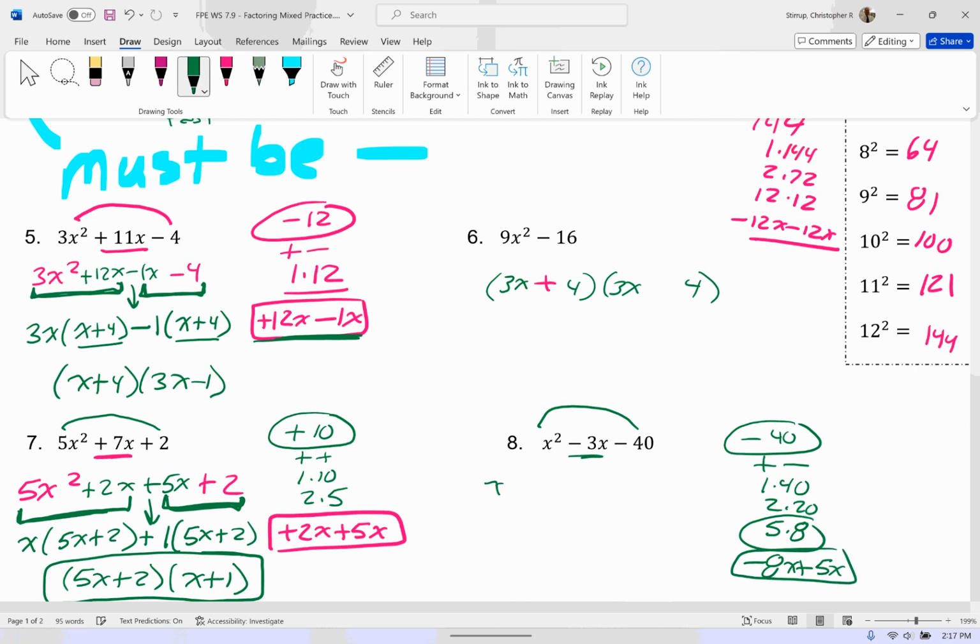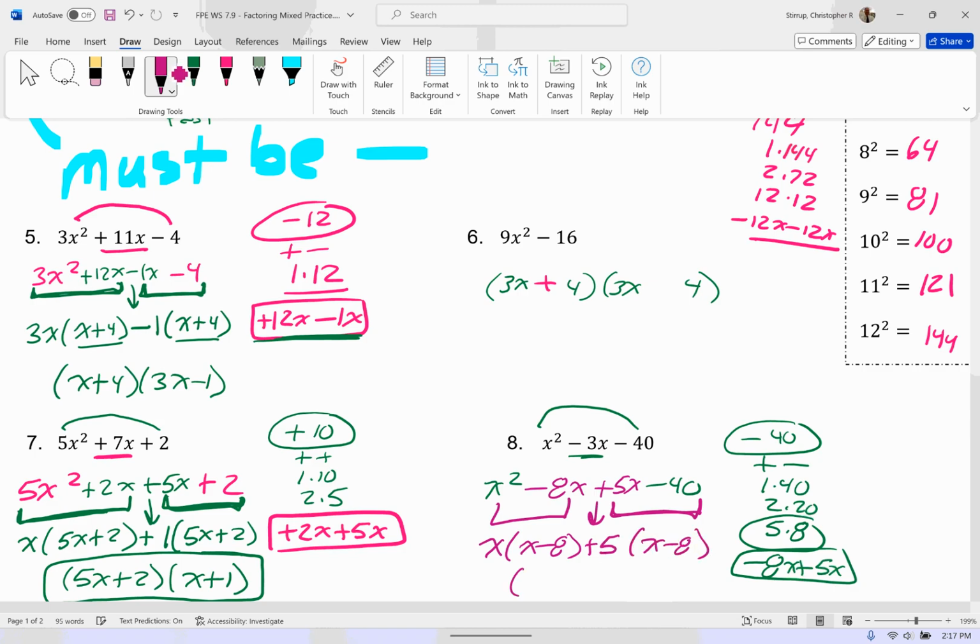So let's bring the ends down. And then plug that in. Watch your signs, though. What do I have in common on those first two? So I had x and x minus 8. Middle sign comes down. What can I factor out of both of those? A 5. X minus 8. What's my answer? X plus 5 and x minus 8. Cool.